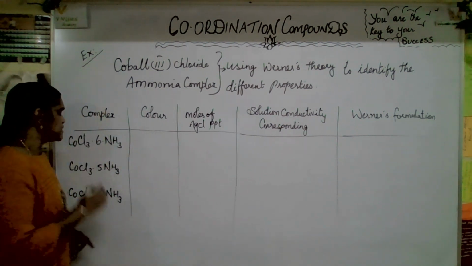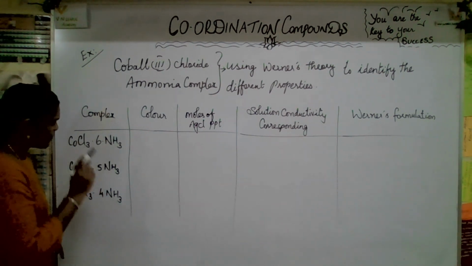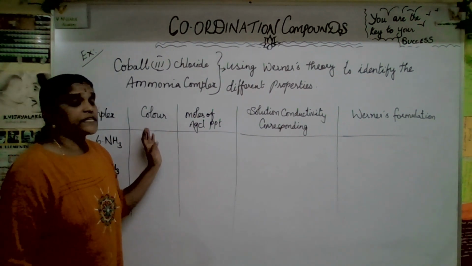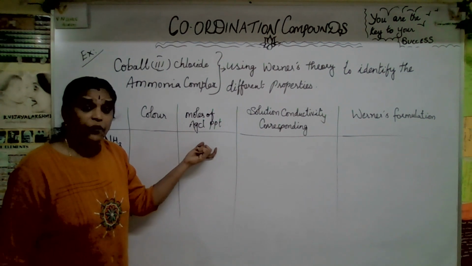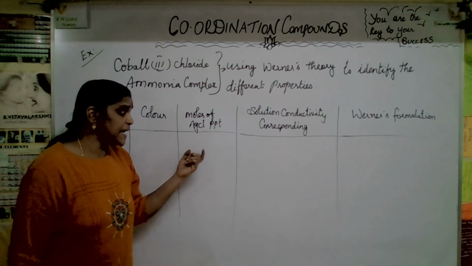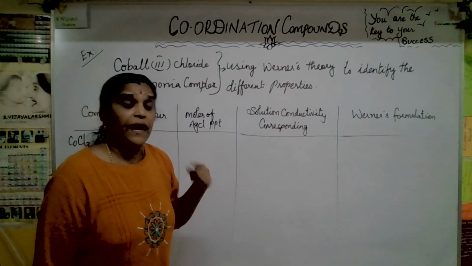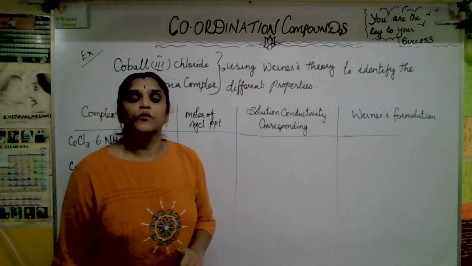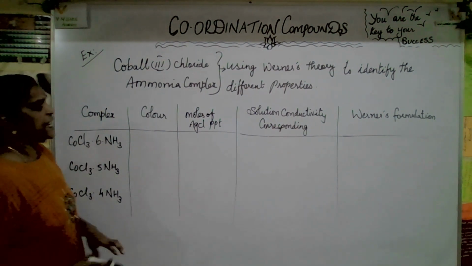Let us identify the different properties. First, CoCl3·6NH3, CoCl3·5NH3, CoCl3·4NH3. For these compounds we look at colors, moles of AgCl precipitate, and we take AgCl because it is a chloride compound. And solution conductivity, because of electrical conductivity, and Werner's formulation. Now first and foremost, CoCl3·6NH3.